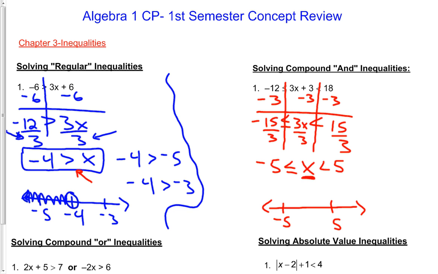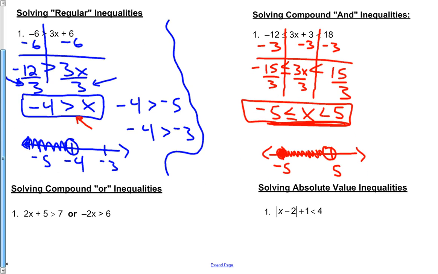Now make sure you get the solid and closed dots part of this right. Well, the negative 5 has an equal to bar with it. So I'm going to close the dot. The positive 5 does not have an equal to bar, so I'm going to keep it open. And again, I'm going to shade in between the two, in the middle of them. Just look at how your answer is written right here. X is in the middle of negative 5 and 5, so shade in the middle part. Okay, so that's it with compound ands. Let's go to compound ors.